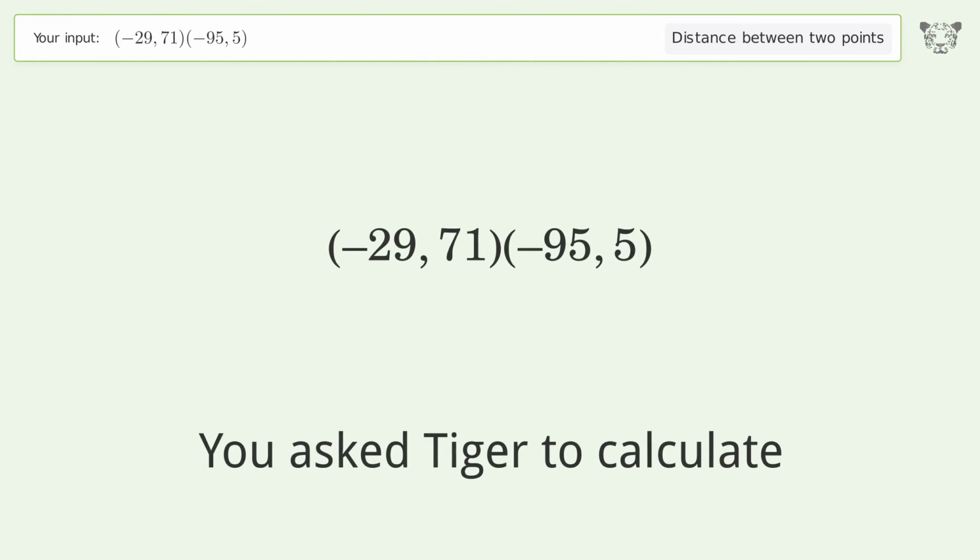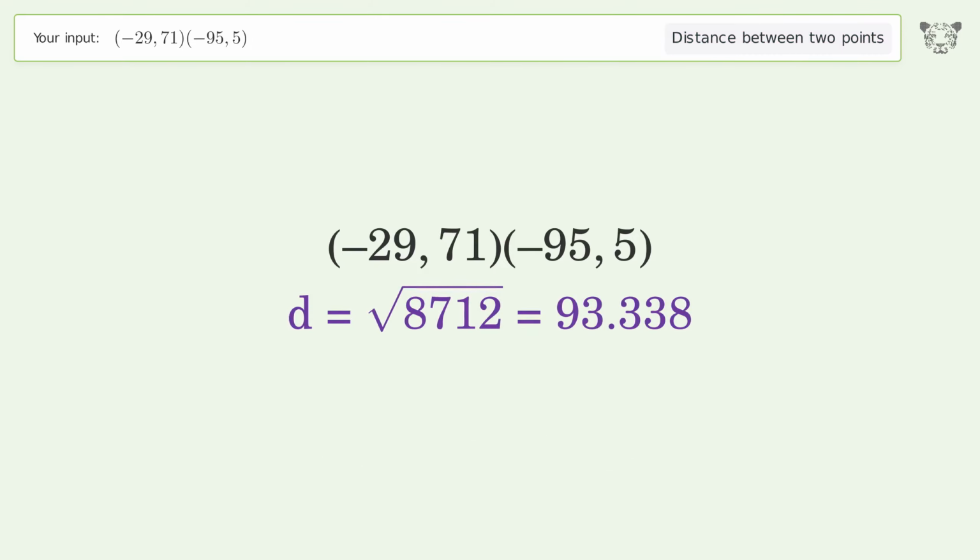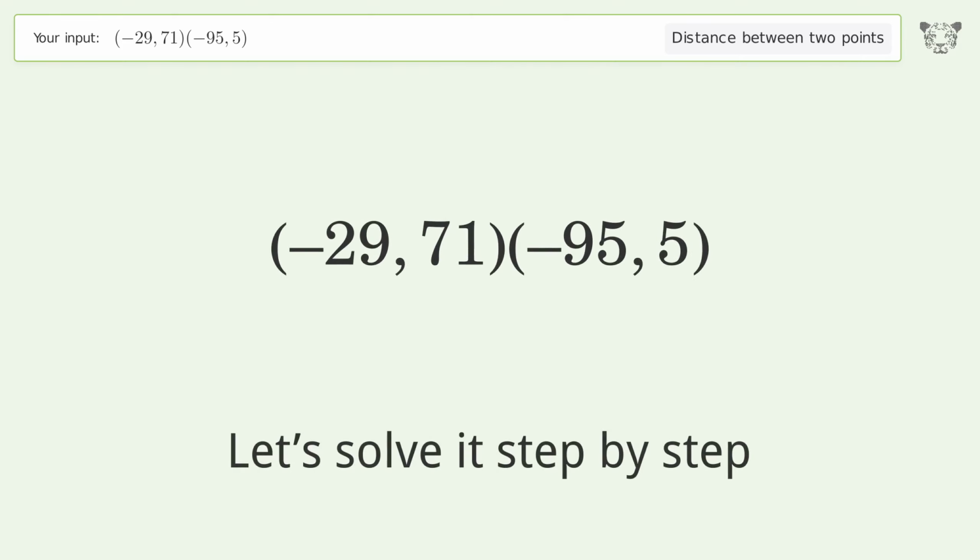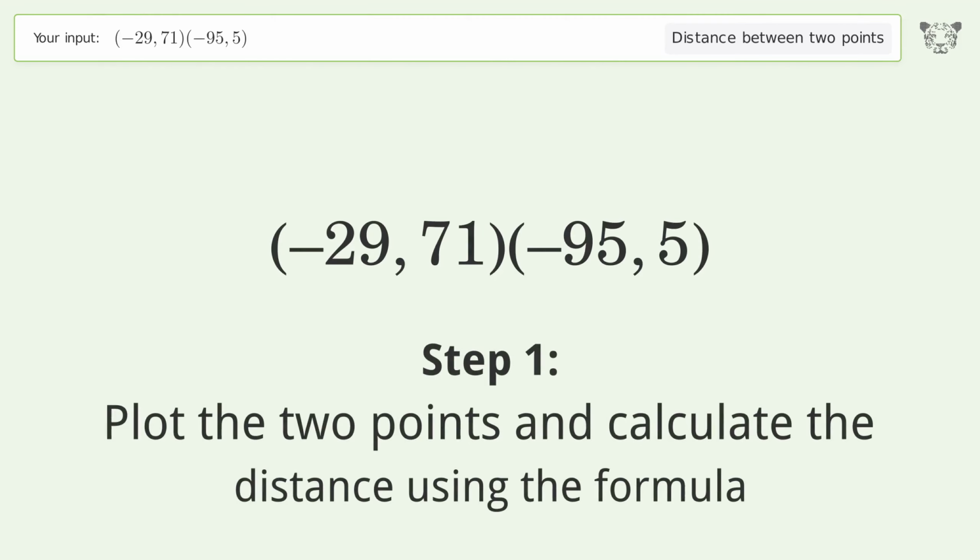You ask Tiger to calculate. This deals with the distance between 2 points. The distance between the 2 points is the square root of 8,712, or 93.338. Let's solve it step by step. Plot the 2 points and calculate the distance using the formula.